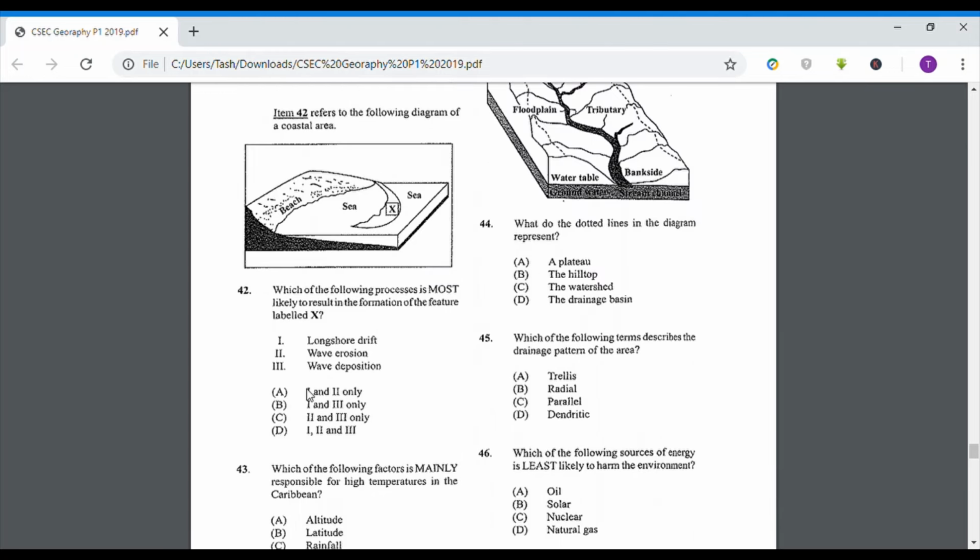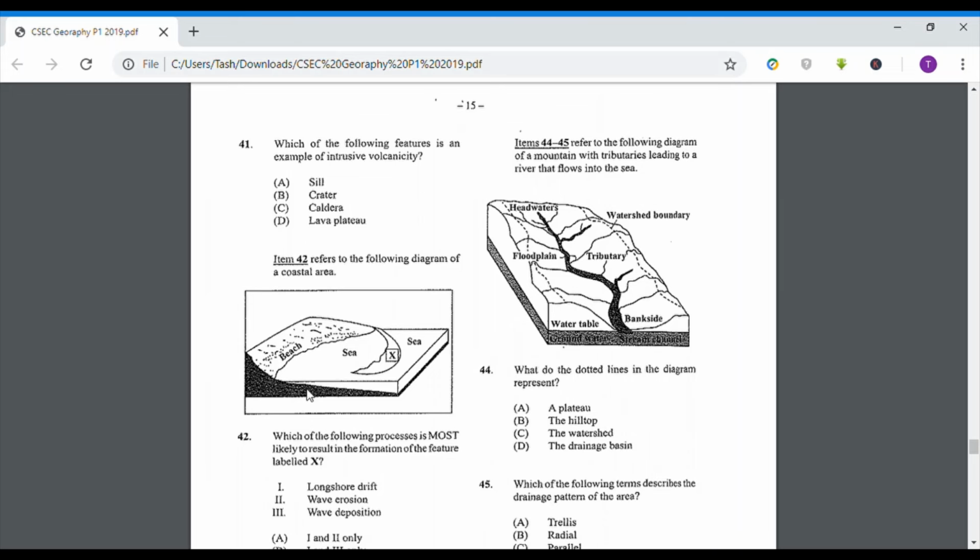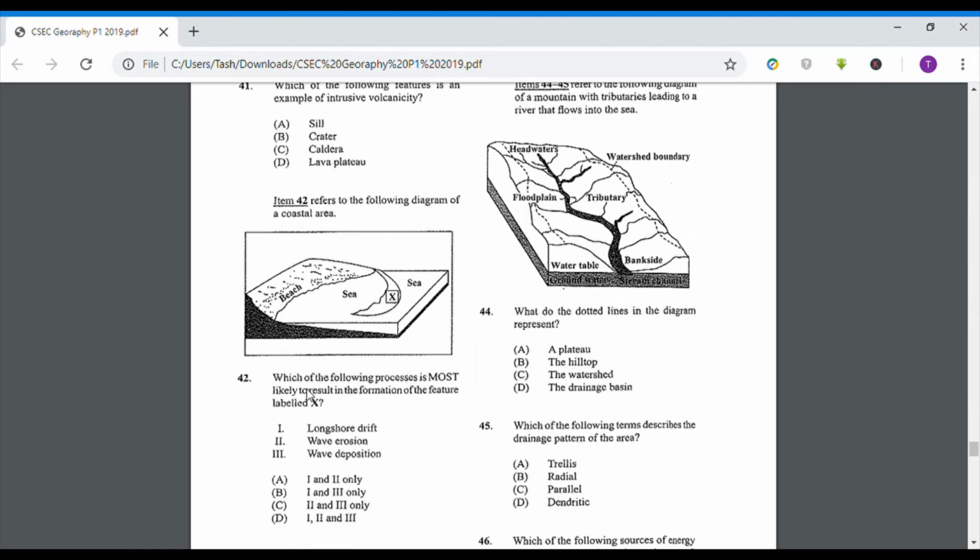For 44, items 44 and 45 refer to the following diagram of a mountain with tributaries leading to a river that flows into the sea. What do the dotted lines in the diagram represent? So we have the dotted lines here.